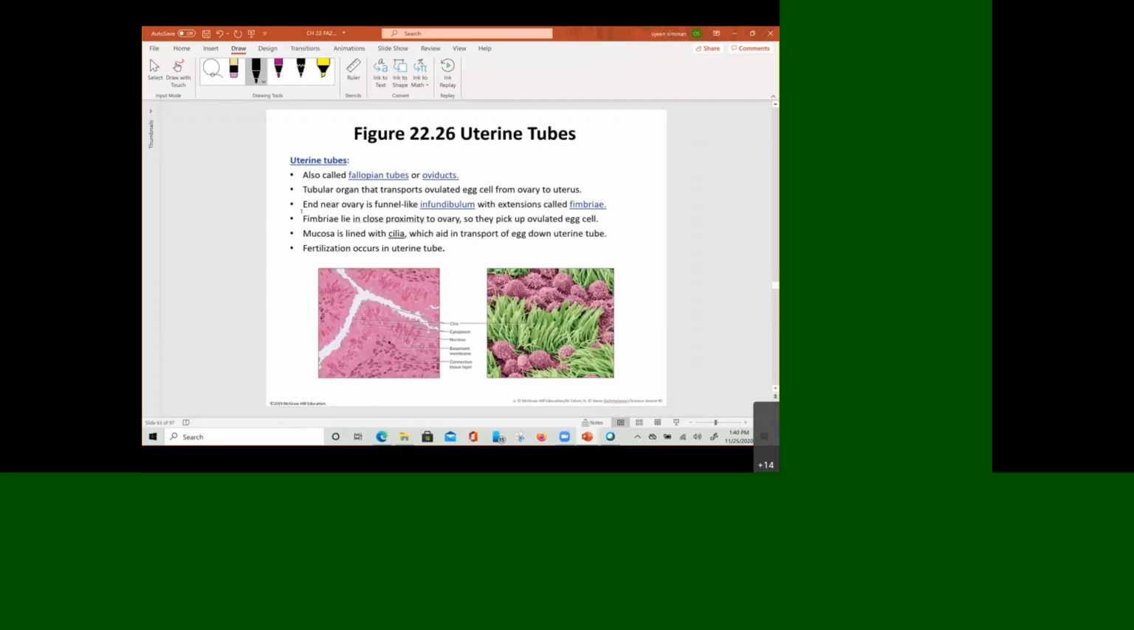Okay, it has the isthmus, and it has the infundibulum, which is funnel shaped, and extensions from the infundibulum called the fimbriae. These fimbriae are like hugging the ovaries, and they pick up an ovulated egg cell. The mucosa of the uterine tube is lined with cilia that help to transport the egg down the uterine tube. Remember this, that fertilization happens in the uterine tube.